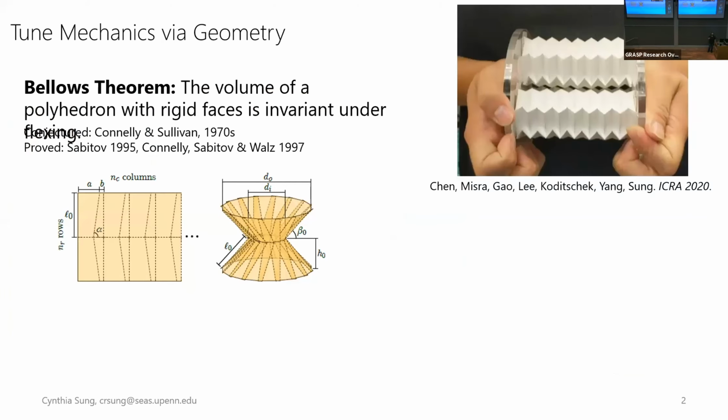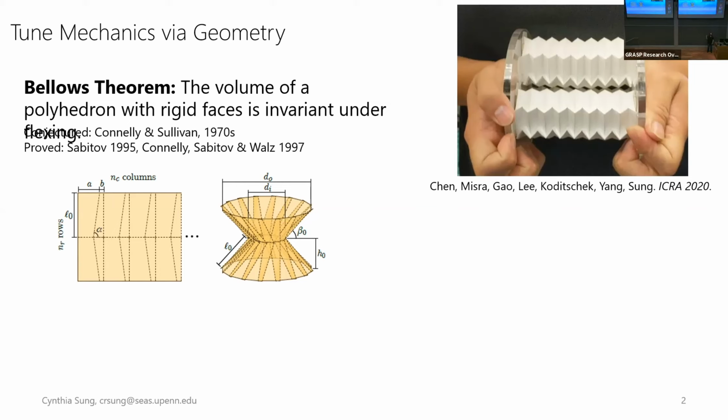So one of the things that we're interested in my group is how can we tune the mechanics of a compliant structure or an origami pattern through its geometry. And there's an interesting theorem from computational geometry called the Bellows theorem. It states that if you have a closed structure and all of the faces stay the same size, then that structure has invariant volume, which means that if you want to construct some sort of closed polyhedron, it's going to be theoretically rigid.